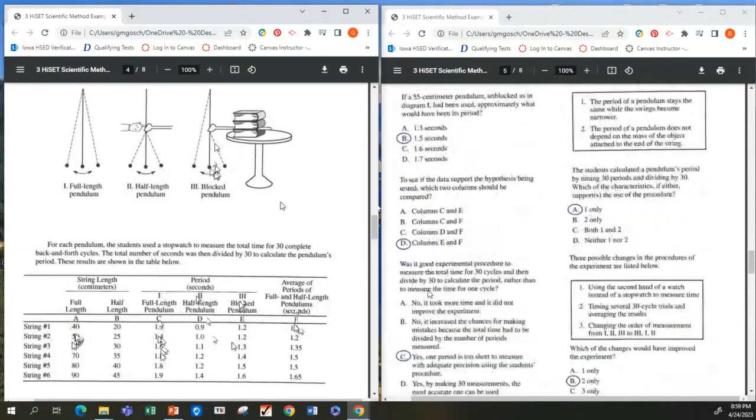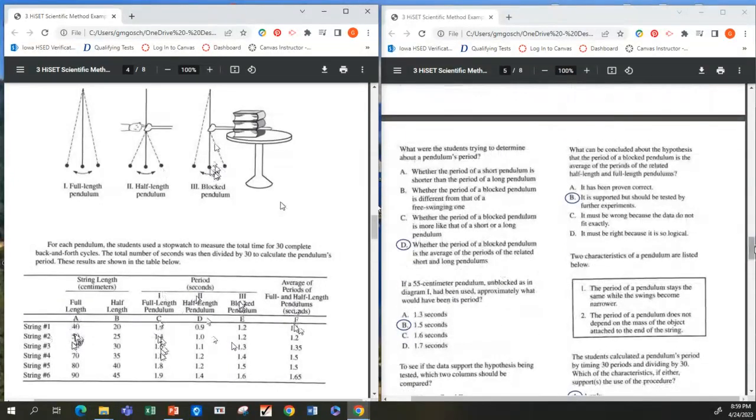Okay, was it good experimental procedure to measure the total time for 30 cycles and then divide by 30 to calculate the period, rather than to measure the time for one cycle? Yeah, actually that's called duplication. The more you duplicate your experiment, the more confident you can be with the results. But yeah, one period is going to be too short to measure with any kind of precision using the student's procedure. I think the only way that you could be more precise with just one experiment would be to have a photo or camera finish like they do in horse races. But yes, for that question there.